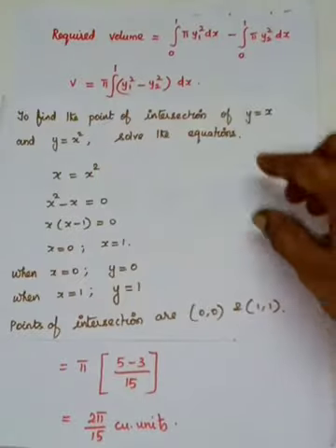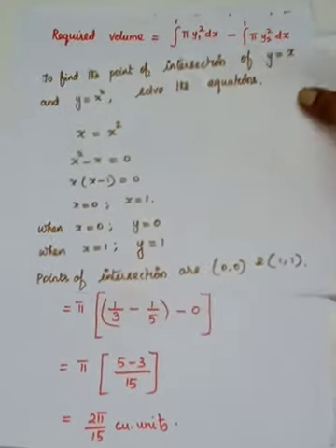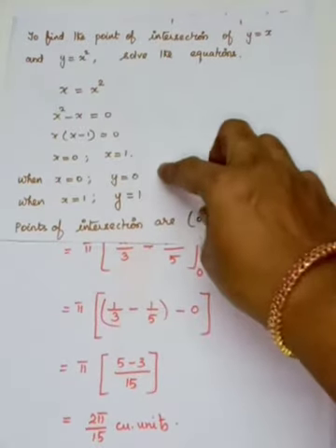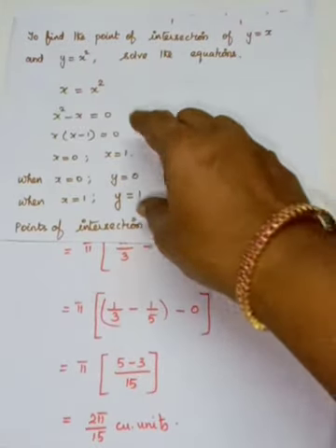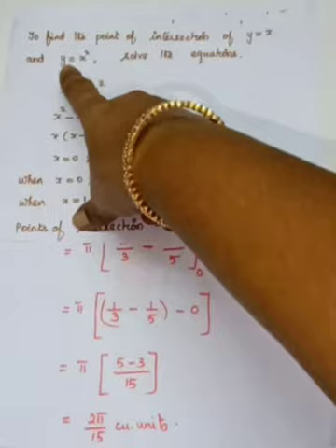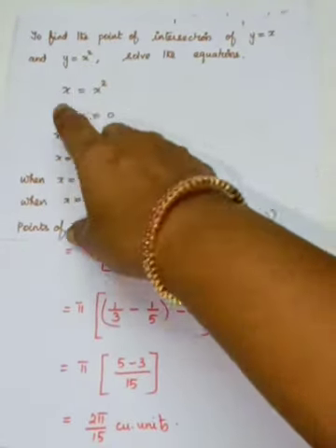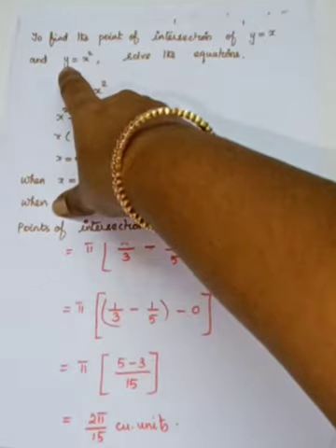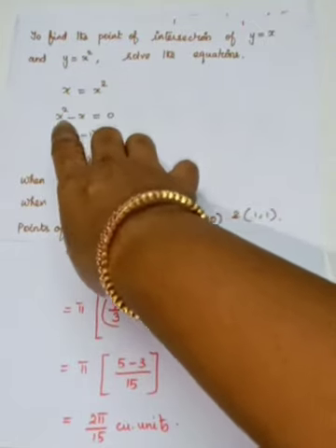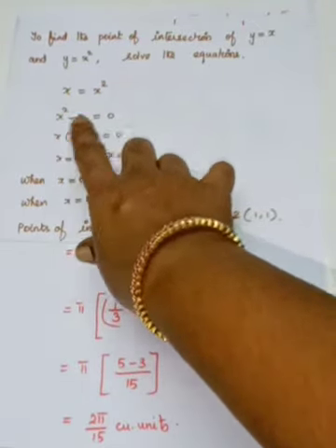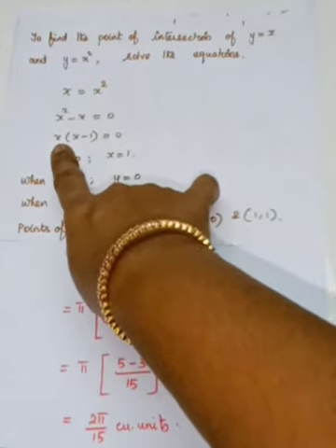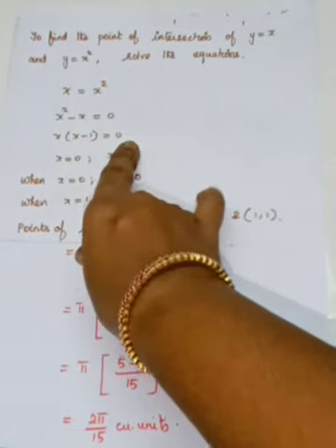Before that, we have to find the point of intersection, so you have to solve the two equations. Here y is equal to x and y is equal to x squared. If we substitute y as x, then x is equal to x squared. So x squared minus x is equal to 0. Taking x out, we get x into x minus 1 is equal to 0.